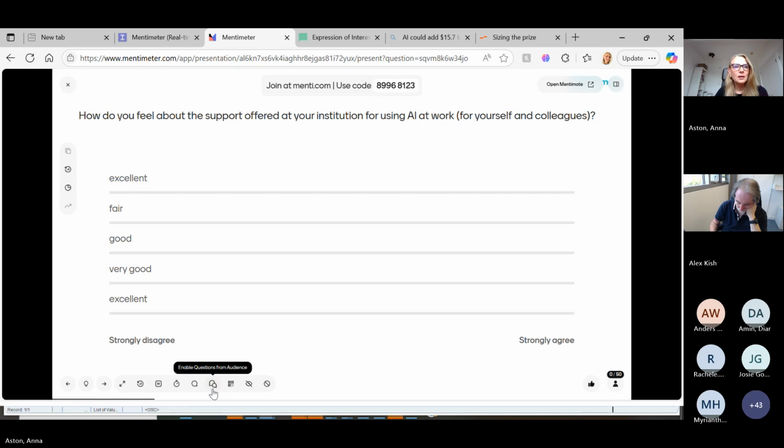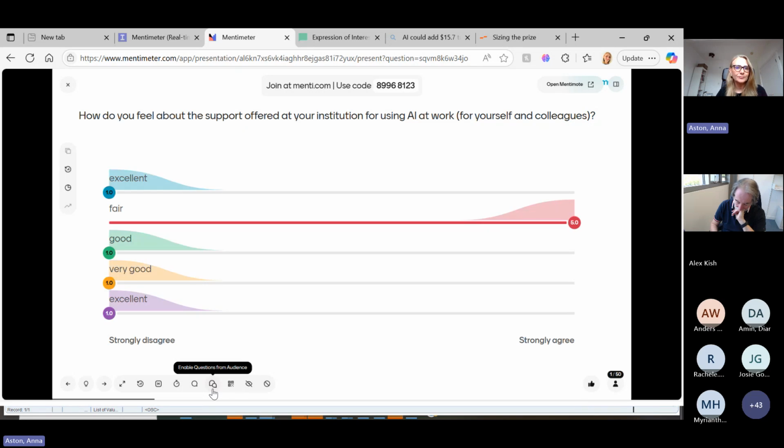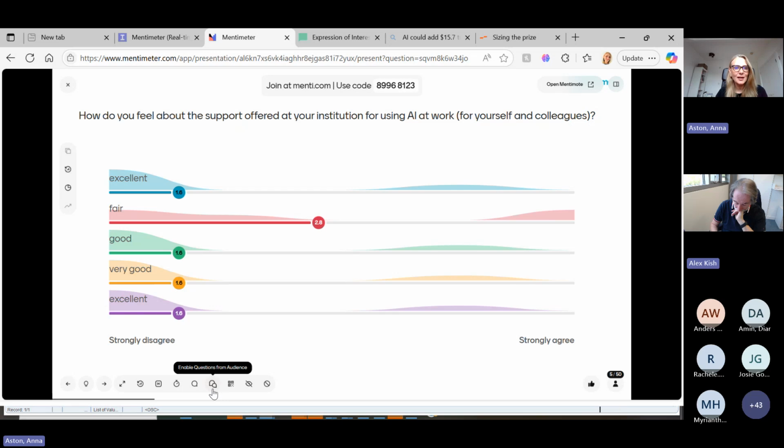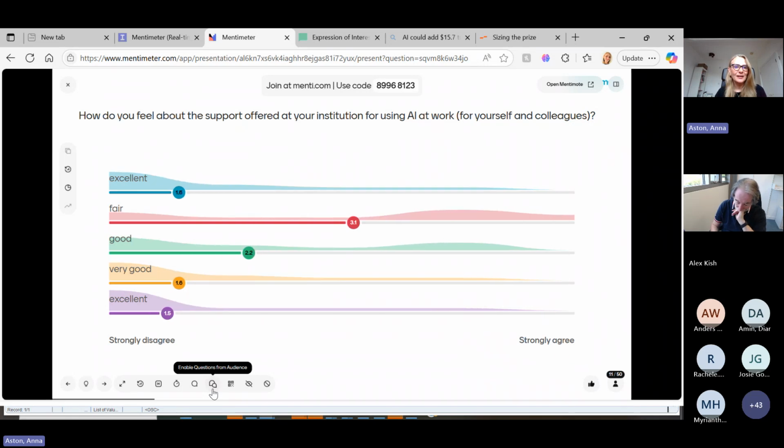How do you feel about the support offered at your institution for using AI at work? Because it's very easy to apply this perspective to yourself, if you could share as well how the experience is for you and maybe colleagues who are also interested in using AI. Yeah, I'm glad to see excellent. Okay, the excellent is going down right now, unfortunately. So it's mostly fair and good and very good.